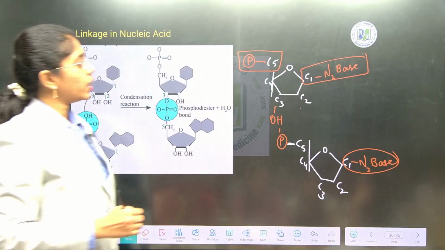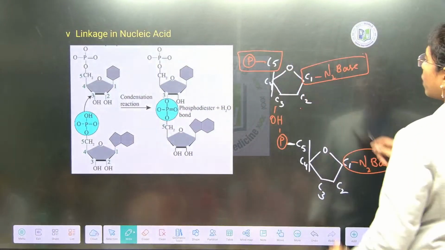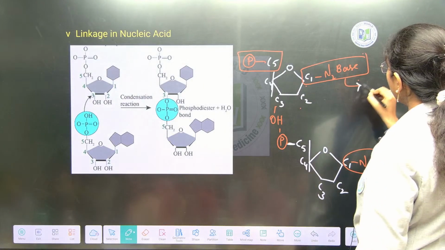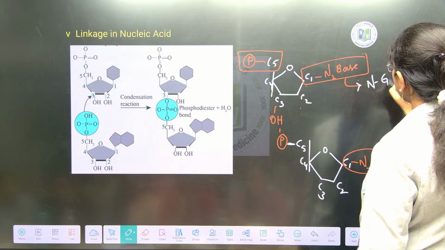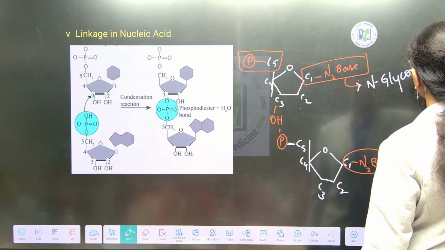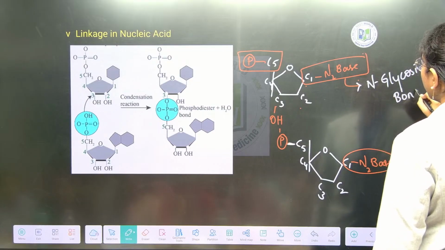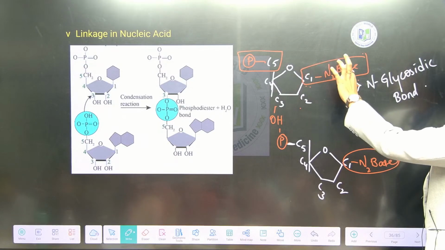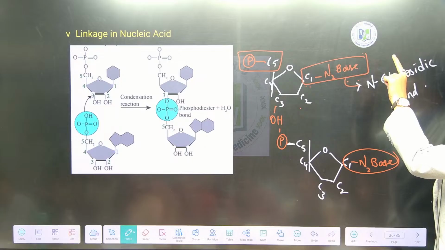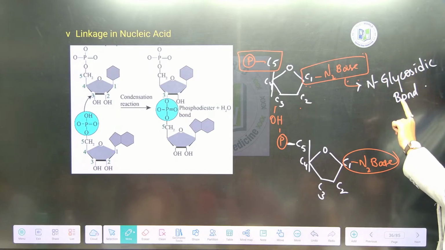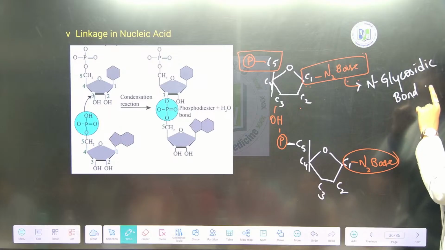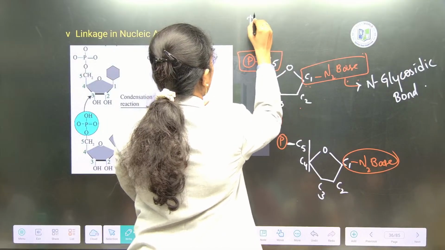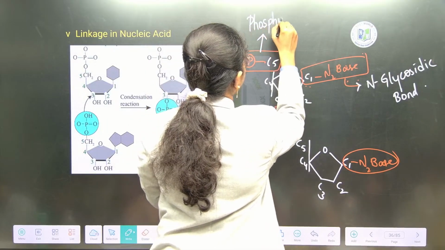Got it, ma? So, to form a single nucleotide, what bond is involved between the first carbon and the nitrogen base? What bond is this, ma? Don't get confused. See, clearly you observe. This is clear, no? Between C1 and nitrogen base. If the nitrogen base is purine, it is connecting to N9 of purine. If it is pyrimidine, it is N1 of pyrimidine. What bond? N-glycosidic bond. Here what bond is involved? Phosphoester bond.